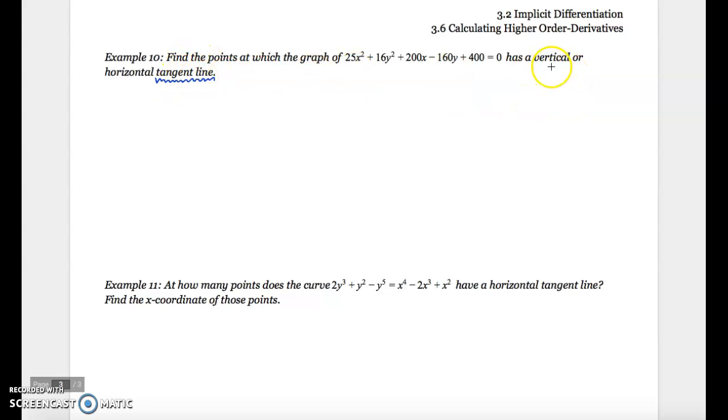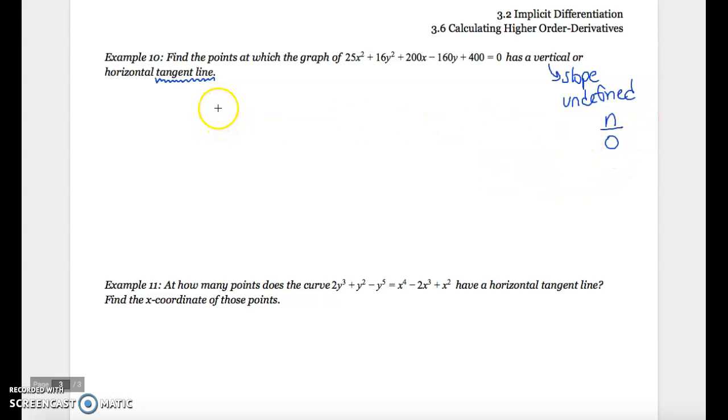Now, if I have a vertical tangent line, that means that the slope of that tangent line would have to be undefined. Right? And what's the only way that we can get a number undefined in mathematics? Well, it's when you have some number divided by 0, right?